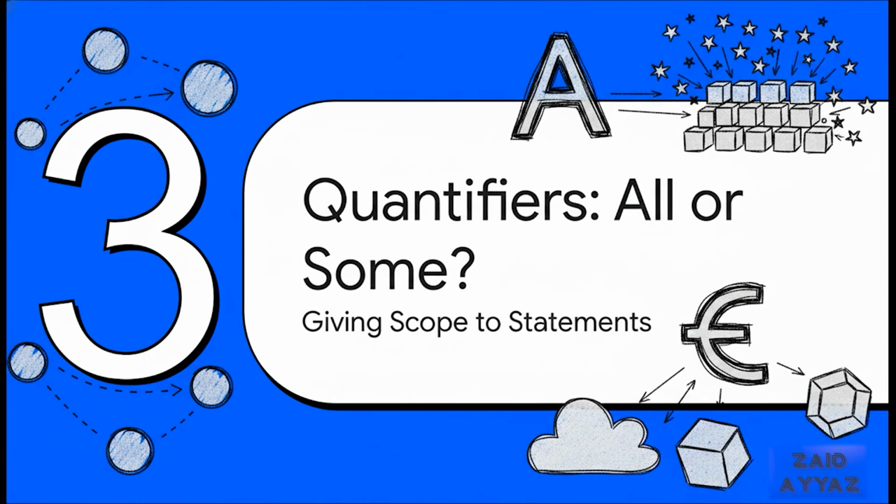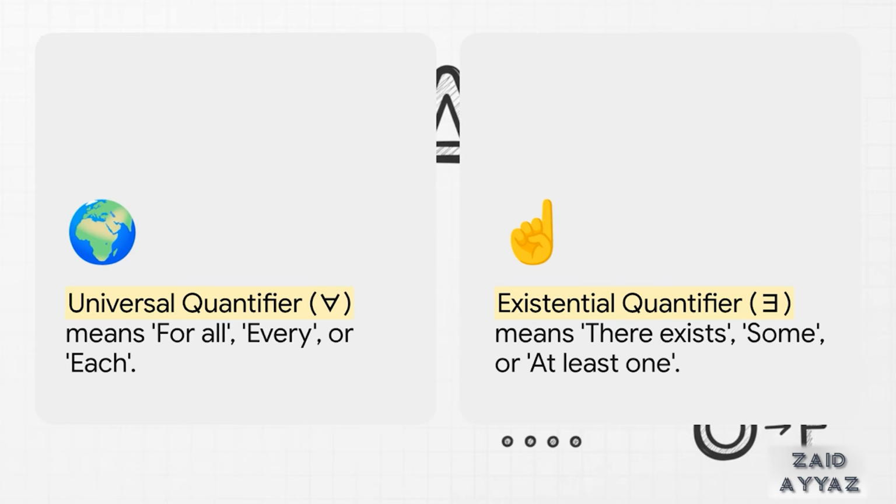Okay, great, so we've got these templates called predicates. But what if we don't want to talk about just one specific x? What if we want to make a bigger claim, like something is true for all things, or for at least one thing? For that, we need our next tool, quantifiers. And really, it all boils down to two main types. You've got the universal quantifier, that's the upside-down A symbol, which makes a statement about everything. And then you have the existential quantifier, the backwards E, which just makes a statement about at least one thing. These two little symbols are what give our predicates some serious power and scope.